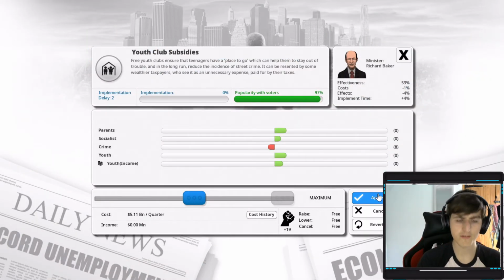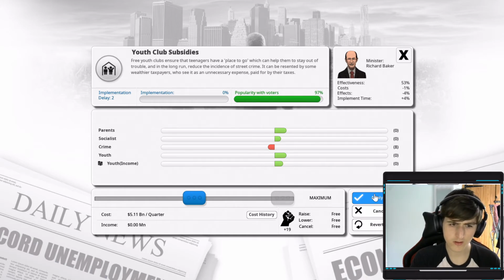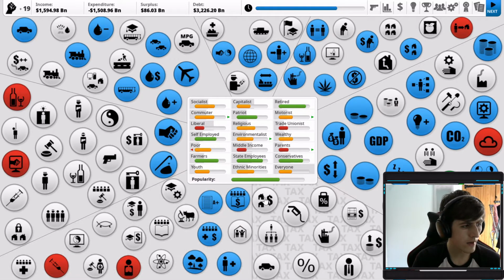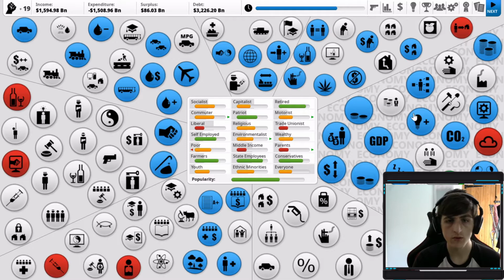Youth club subsidies definitely reduces crime, makes people happier. Some will say it's an unnecessary expense paid for by taxes, but when we've got such a big surplus, we might as well invest in something that can help people out. And it's just a good thing for us to have, I think.